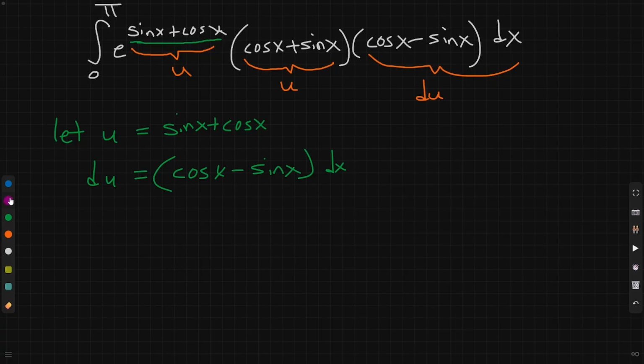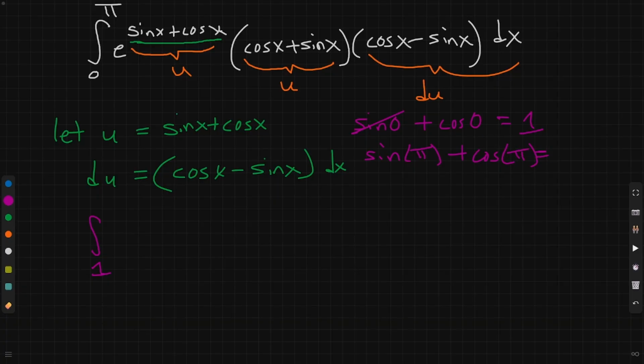So all in all, we have the definite integral. Now be careful here, because we still have to change our bounds. This lower bound of 0 turns into sine 0 plus cosine 0. Sine 0 is 0, so we don't care about that. Cosine of 0 is 1, so we just get 1 for the lower bound. And for pi, we just get sine of pi plus cosine of pi.